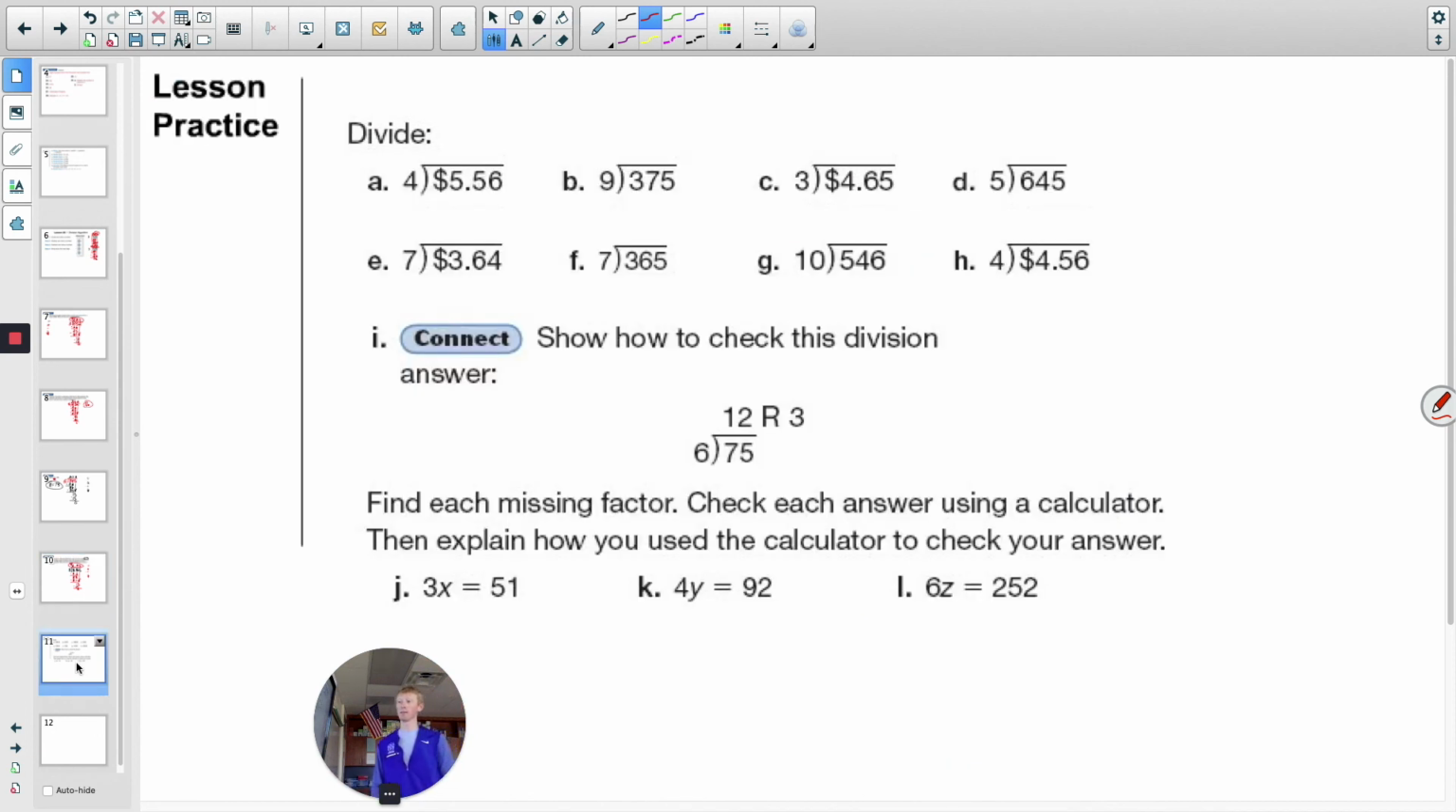All right, here is your lesson practice. Lots of practice using that division algorithm. Remember, it's divide, multiply, subtract, bring it down, and then repeat the whole process over again.